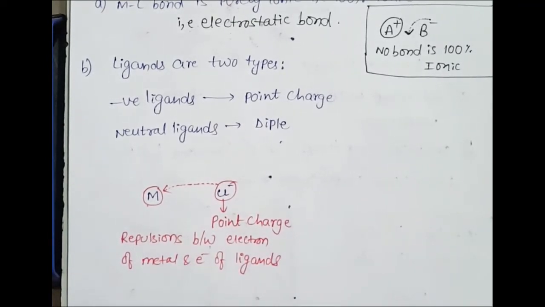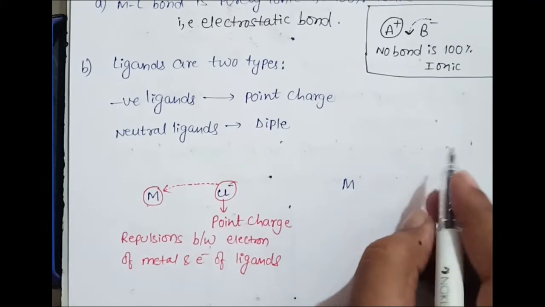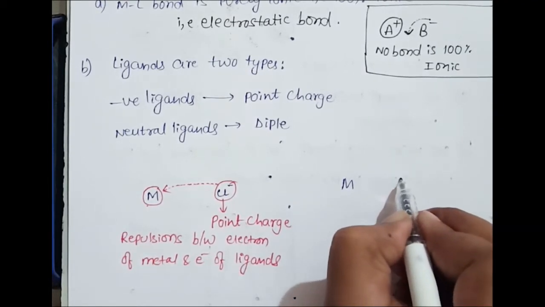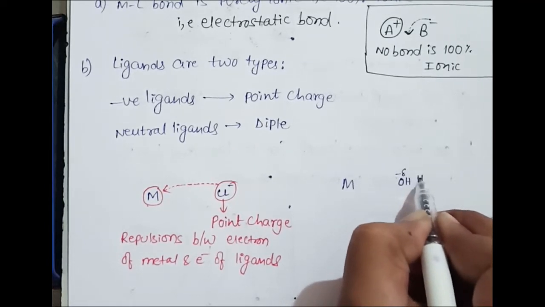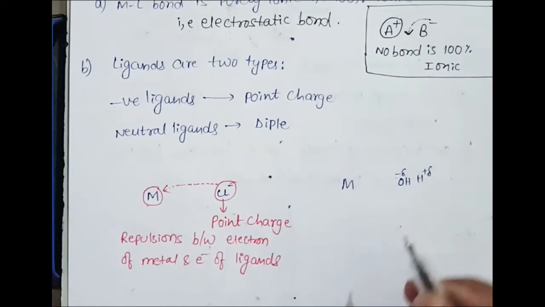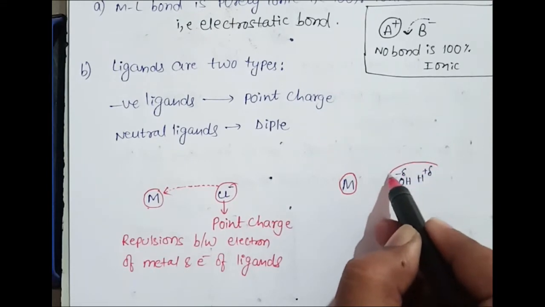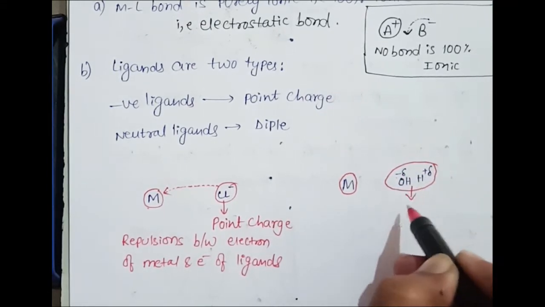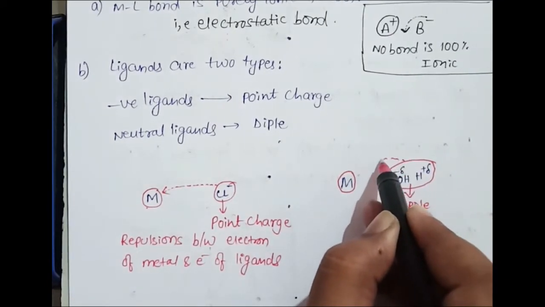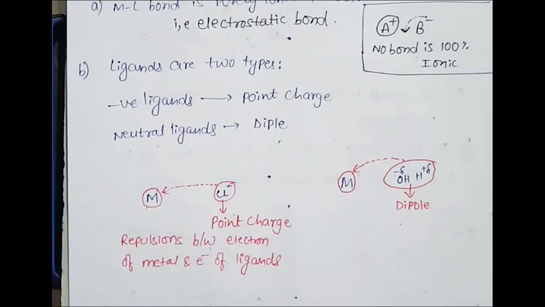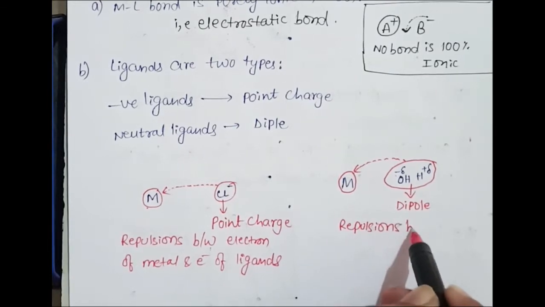In the case of a negative ligand, that is so. Suppose you take a neutral ligand, say water, with a metal, and water is acting as a dipole. So you can say the oxygen has partial negative charge and the hydrogen is H plus, so this is acting as a dipole. This is the metal, and when this ligand is approaching, the ligand acts as a dipole. That is what they said. Again, when this ligand is approaching towards the metal, again there exist repulsions between which ones?